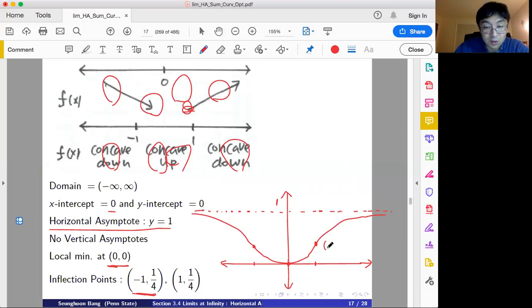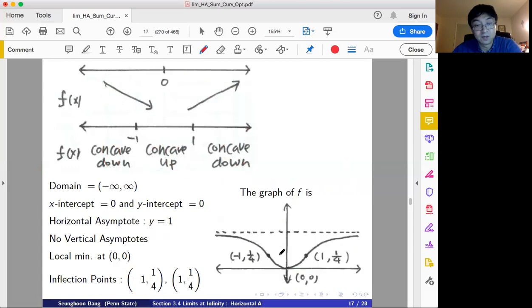This is inflection point (1, 1/4). This is inflection point (-1, 1/4), like this. This is the whole idea for sketching the graph, like this.